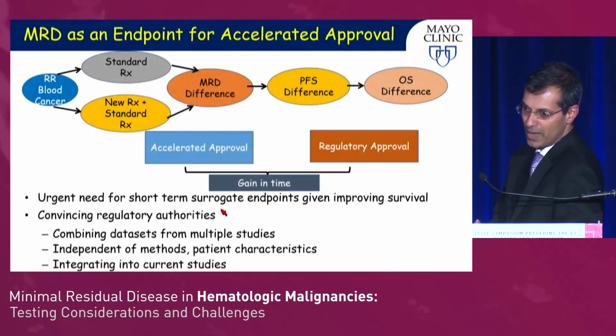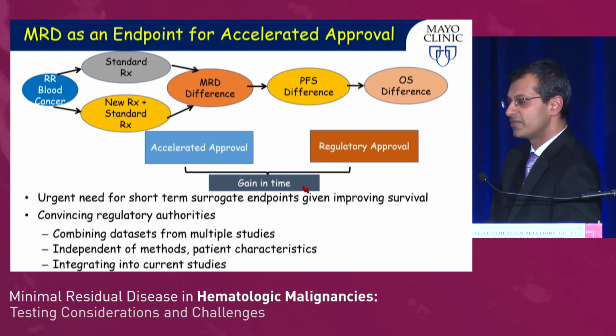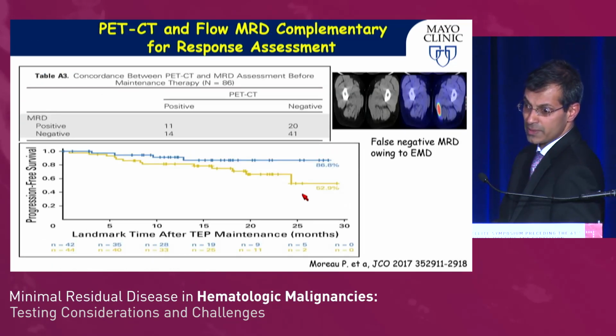in multiple myeloma. So the whole point is, because there are so many newer therapies, it's very difficult to actually show an improvement in progression-free survival and particularly overall survival. Could we actually use MRD as an endpoint in accelerated approval, with full regulatory approval only being granted if there is eventually a PFS difference and overall survival difference shown in these study reports?